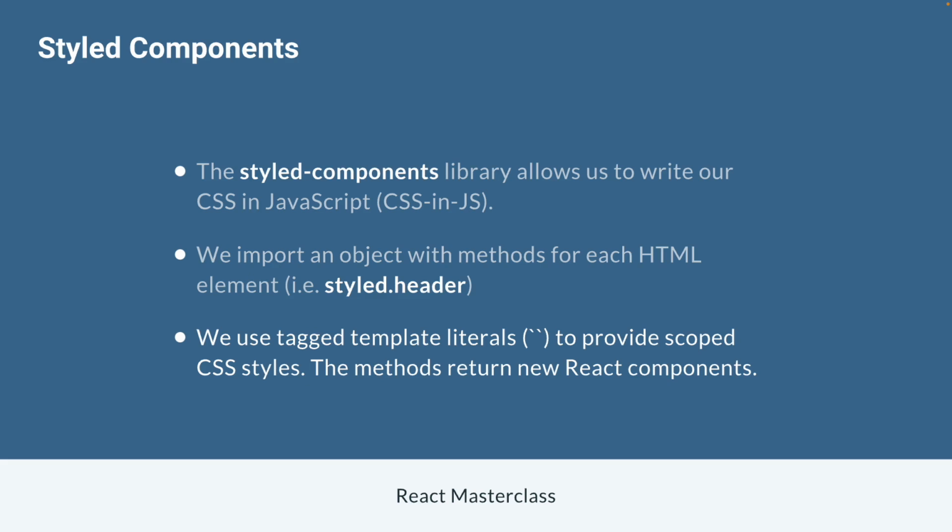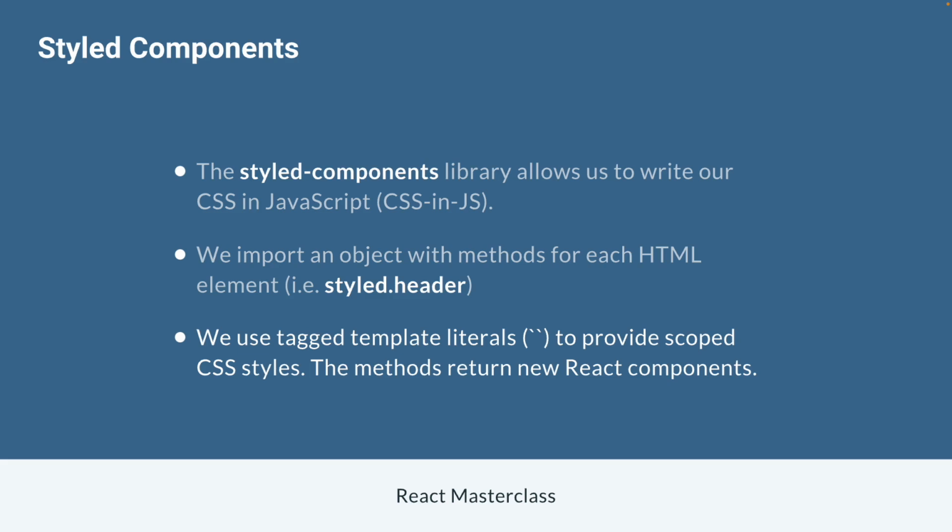The way this NPM library works is we import its default export, which is an object with methods, and each method is representing an HTML element, and it will return a React component with that HTML element with the given styles that we provide. And those CSS styles will be scoped, which means they will be limited to that actual component, that element that we are creating.